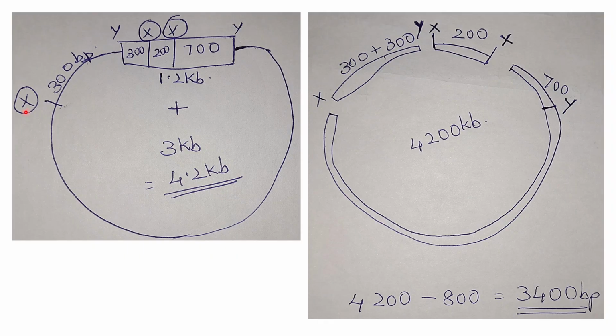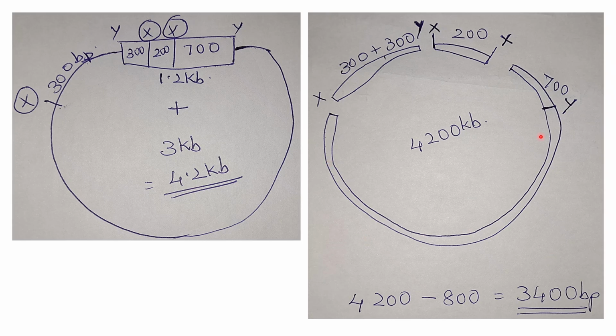Now you digest this with X. X digestion will give you 3 fragments. That is 300 plus 300, till here one digestion. Then this region, that is 200. And this 700 XY region will not be digested. The 700 will be part of your vector backbone. So your largest fragment is this one. The other 2 are smaller fragments. So in total you will get 3 fragments, 1, 2 and 3.